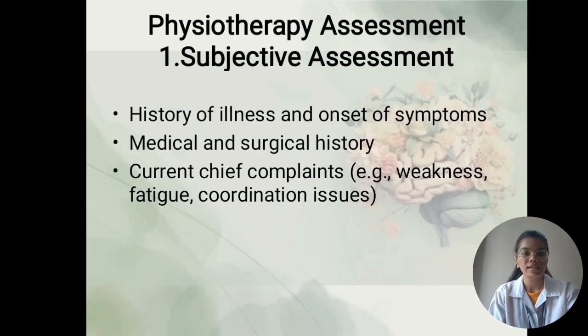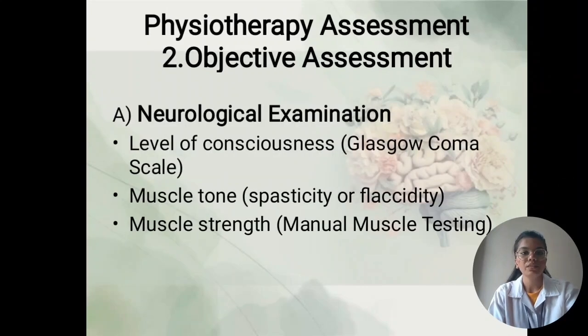So now we are starting with the assessment part. Demographic data of the patient is necessary, history of illness and onset of symptoms, medical and surgical histories, and current chief complaints, for example weakness, fatigue, coordination issues and so on. Now we are going through the objective assessment, in which the first one is neurological examination, in which the level of consciousness, muscle tone and muscle strength will be measured.